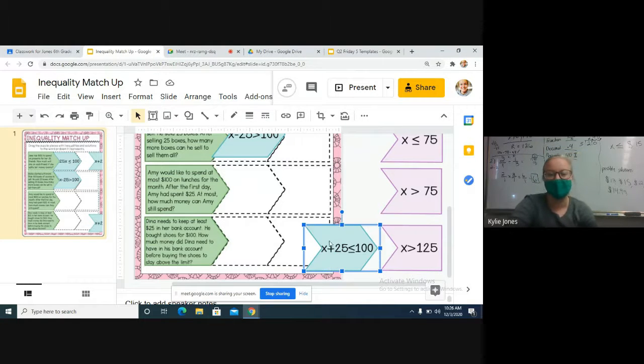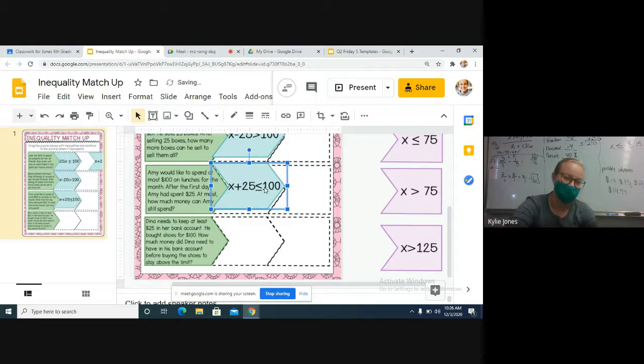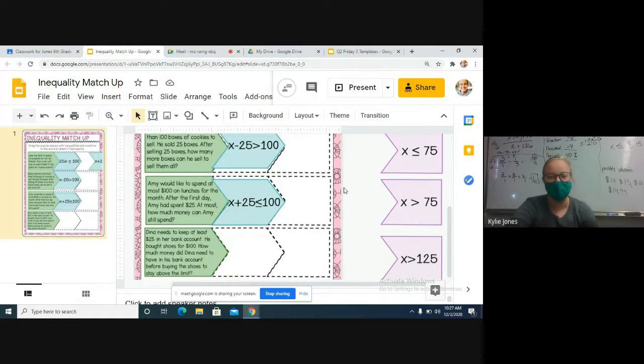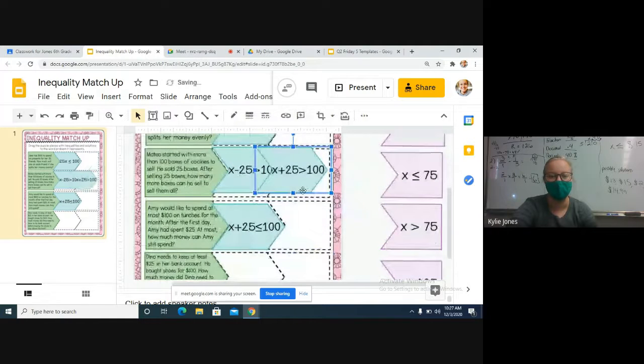Amy starts off with $100, right? She spends 25, so there's that 25 that you get rid of, and then we need to know how much she'll have left, this X. So the amount of money she has left plus $25 needs to be less than or equal to 100 so that she doesn't go over her budget. So that would be our middle one, third one. And then obviously there's only one left, so that one's going to go there, but we're going to talk through it. So let's move our last one down there and then read through our problem.